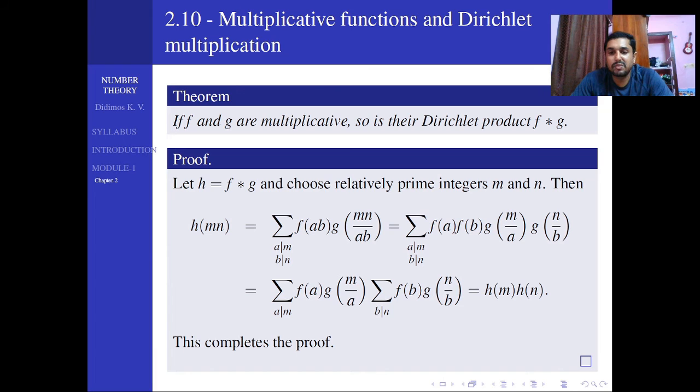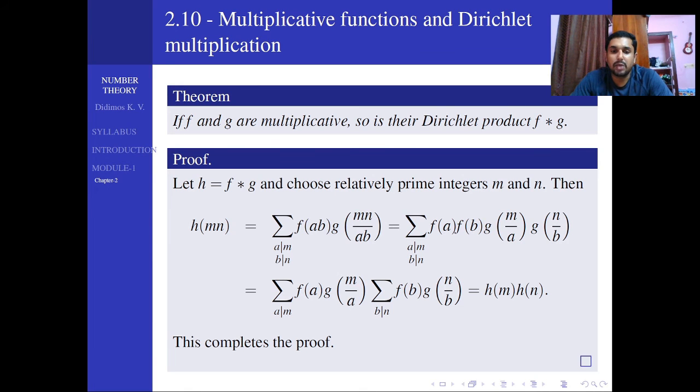That is equal to sigma a divides m, b divides n, f of a, f of b, since this f is multiplicative. Similarly, you can write g of m by a, g of n by b. Since m and n are relatively prime, then a and b are relatively prime, m by a and n by b are relatively prime. All those nice properties there. So we can separate this f of ab and g of mn by ab.